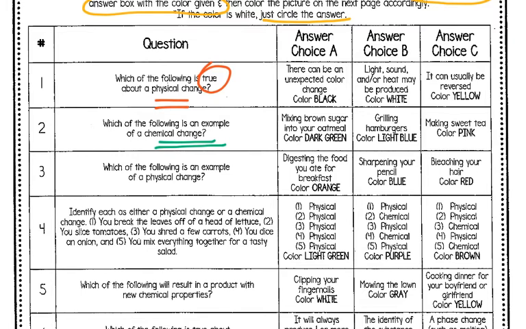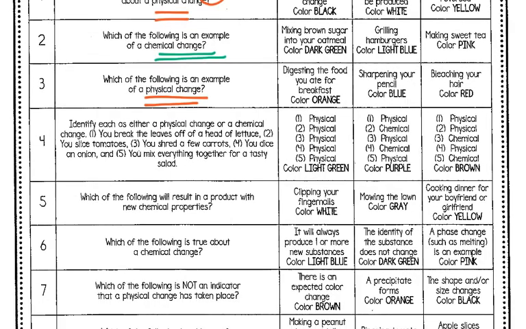Okay, number 3. Which of the following is an example of a physical change? Digesting the food you ate for breakfast, sharpening your pencil, or bleaching your hair. All right, number 4. Identify each as either a physical change or a chemical change. Number 1. You break the leaves off the head of a lettuce. So notice there's a 1, a 1, and a 1. They're all physical, so that must be a physical one.